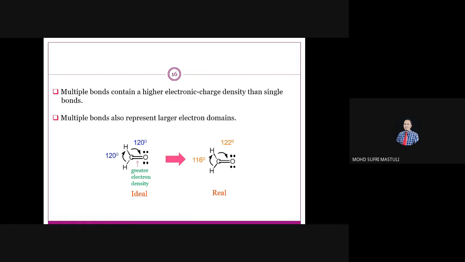What do you mean by electronic charge density? Single is 2 electrons. Double is 4 electrons. Triple is 6 electrons. This is why a multiple bond contains higher electronic charge density than the single bond. So this is the example to show the effect of the multiple bonds towards the bond angle.